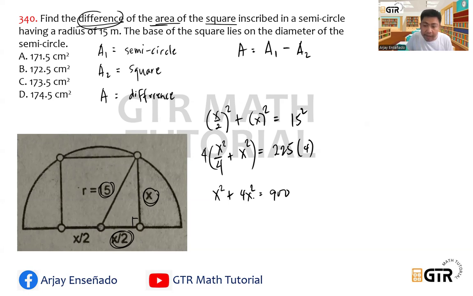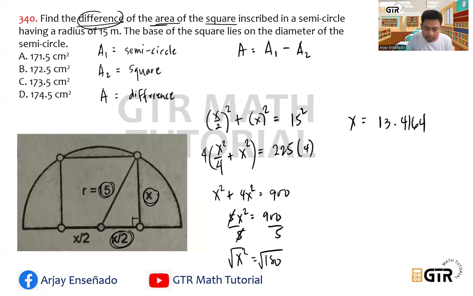Then x squared plus 4x squared gives 5x squared equals 900. Divide both sides by 5: 900 divided by 5 is 180. So x squared is equal to 180. Now get the square root of both sides, using only the positive value. Therefore, x is equal to the square root of 180, which is 13.4164.